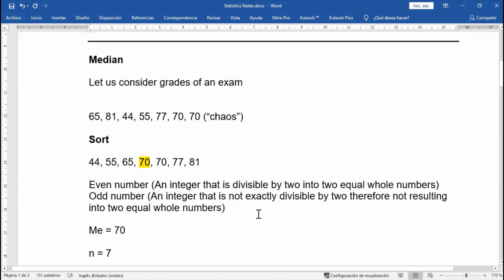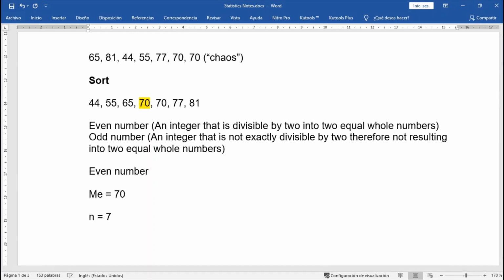In other words, an integer or whole number that when divided by 2 will not give us an exact number. That means it will not give us a number that has no decimals or fractions. It is going to give us a number with decimals, or that can be represented by fractions. For example, 9. 9 divided by 2 is 4.5. It's not an exact number because it has decimals. So 9 is odd.